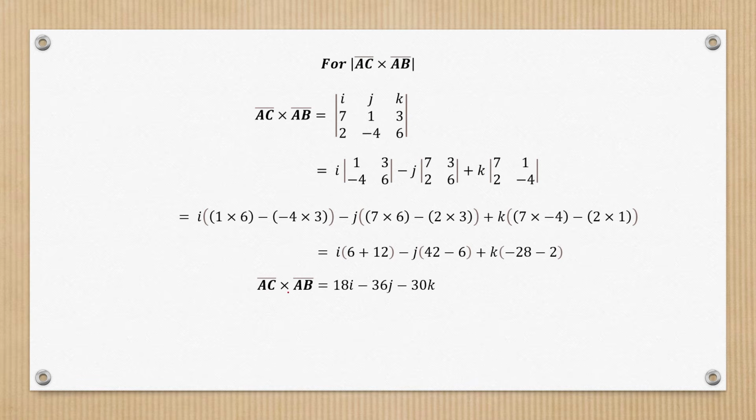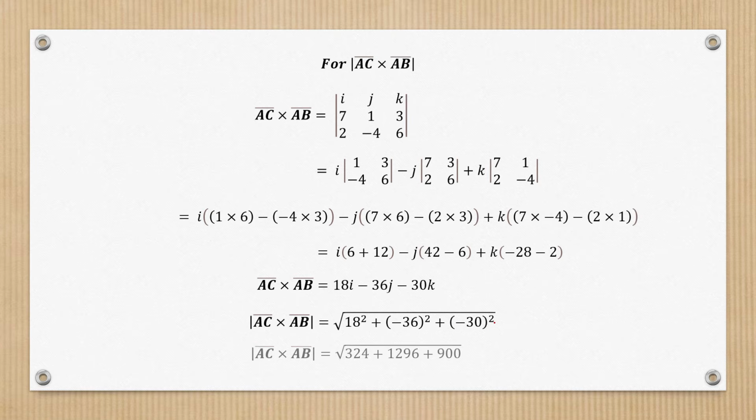Now we need to find the magnitude of that vector product, as you can see. So the magnitude is going to be the square root of 18 squared plus negative 36 squared plus negative 30 squared, which shall give us 2520. So the square root of 2520.